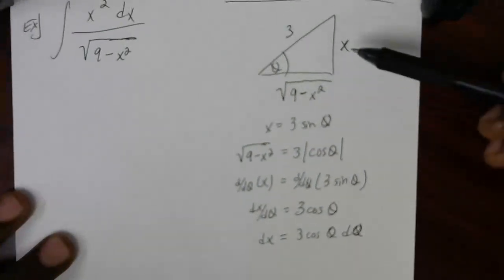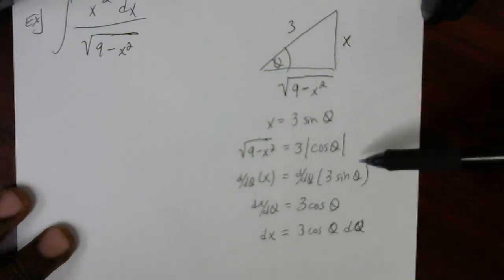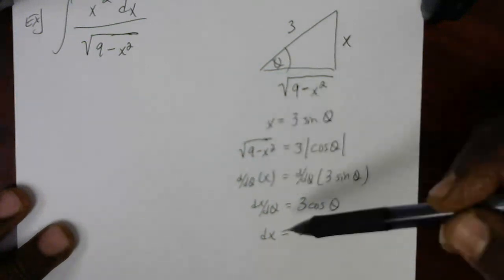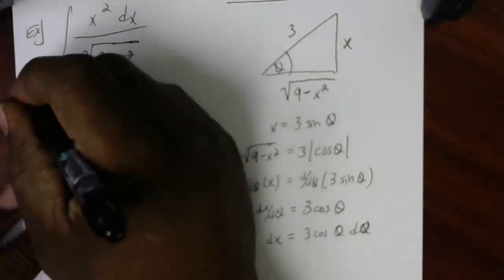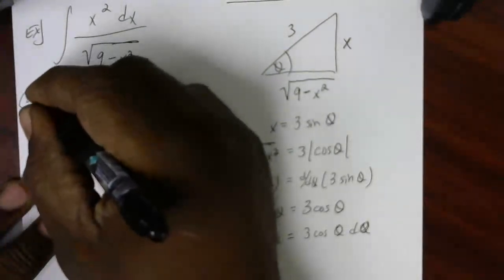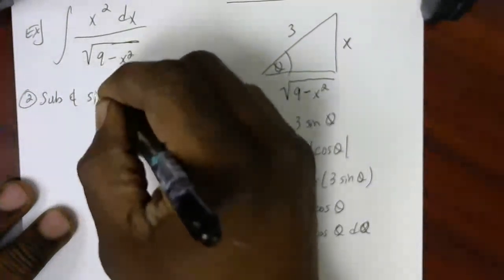All right, so we've sketched out the reference triangle. We pulled out the facts that follow, and we found dx. So now our second step is to substitute and simplify.